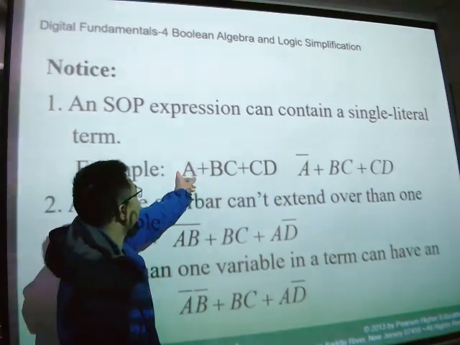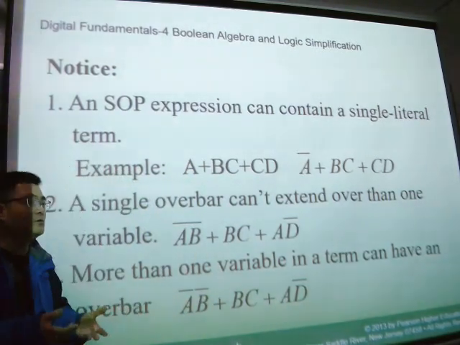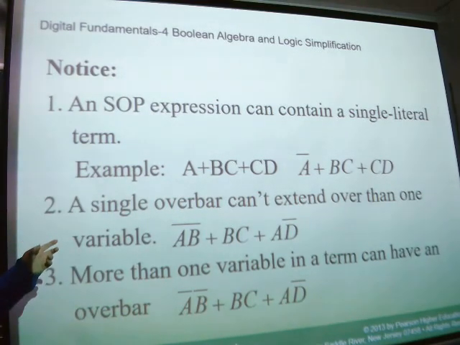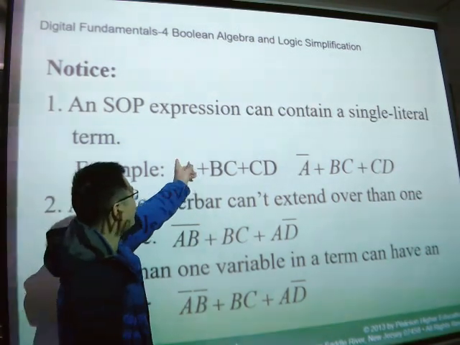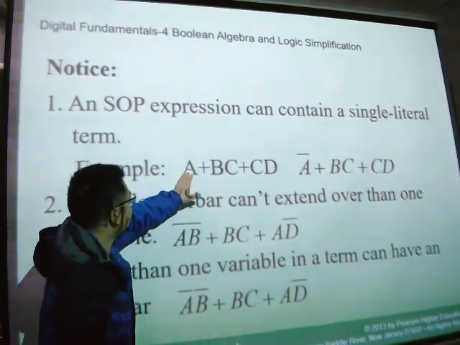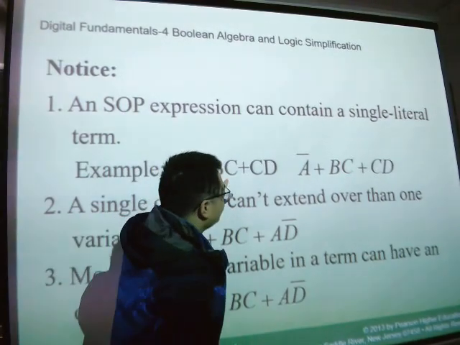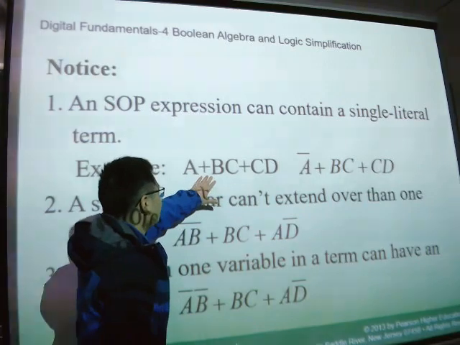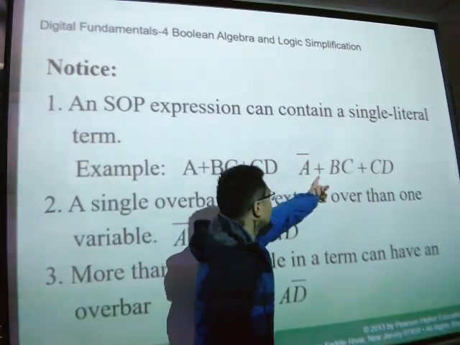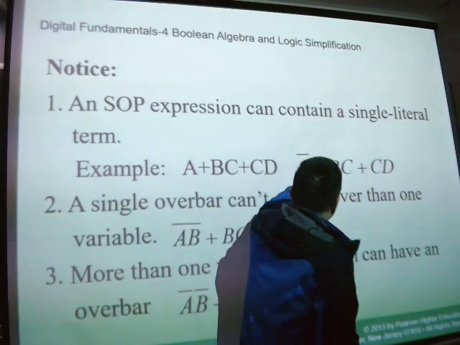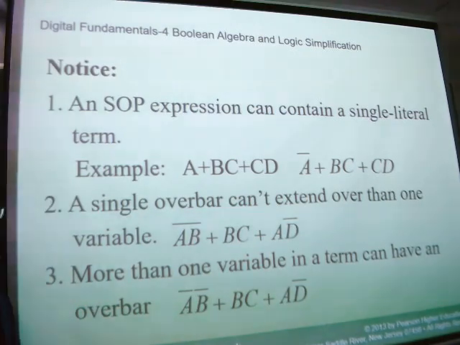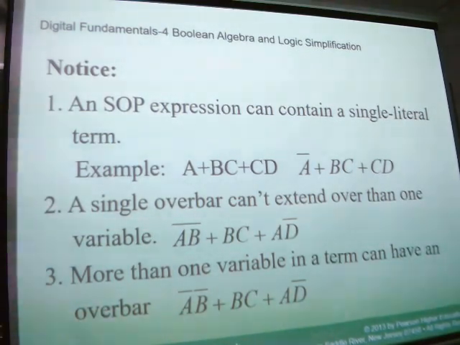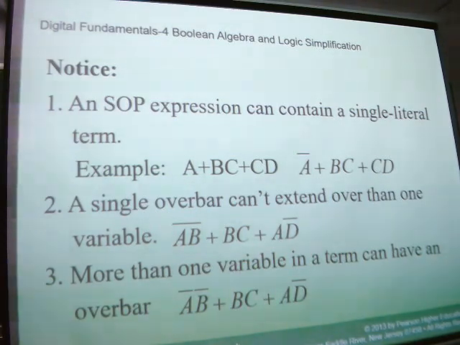For example, A can be regarded as a product term, right? So this is also a sum-of-product (SOP) form. And A bar can also be regarded as a product term.